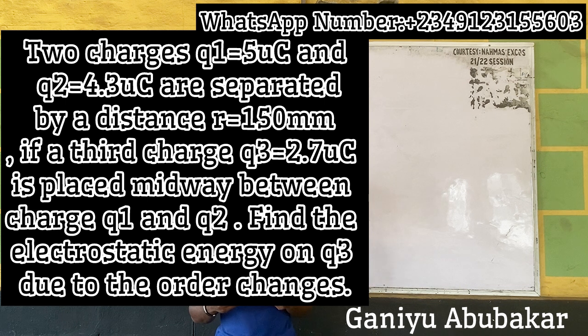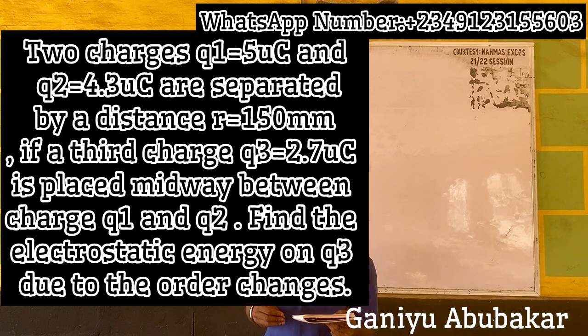Two charges Q1 equal to 5 microcoulomb and Q2 equal to 4.3 microcoulomb are separated by a distance r equal to 150 millimeter. If a third charge Q3 equal to 2.7 microcoulomb is placed midway between Q1 and Q2, find the electrostatic potential energy, or you call it electric potential energy, on Q3 due to the other charges.